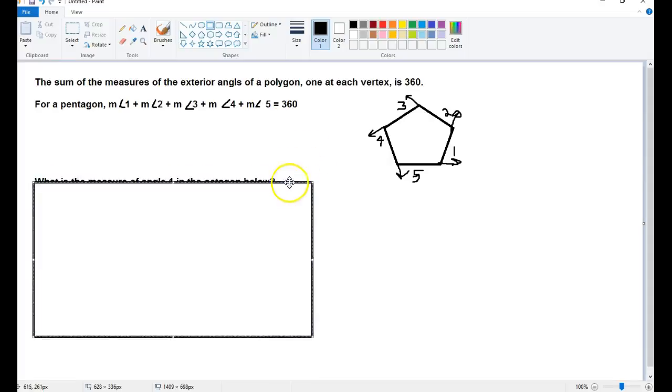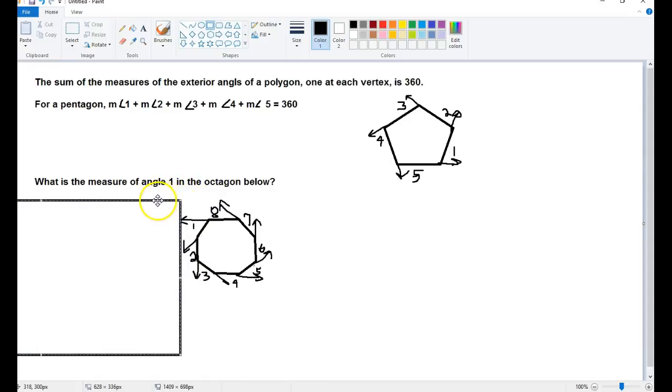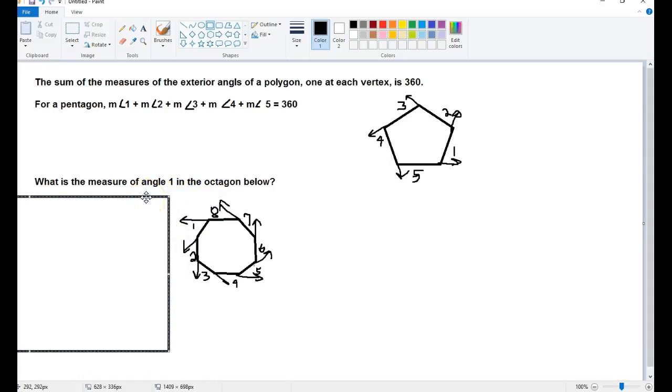So what is the measure of angle 1 in the octagon below? Here we have this beautifully drawn octagon with all these angles in here. Here's 1, 2, 3, 4, 5, 6, 7, and 8. What would be the measure of just angle 1 here? Well, we know the sum of all of these angles is going to be 360 degrees.